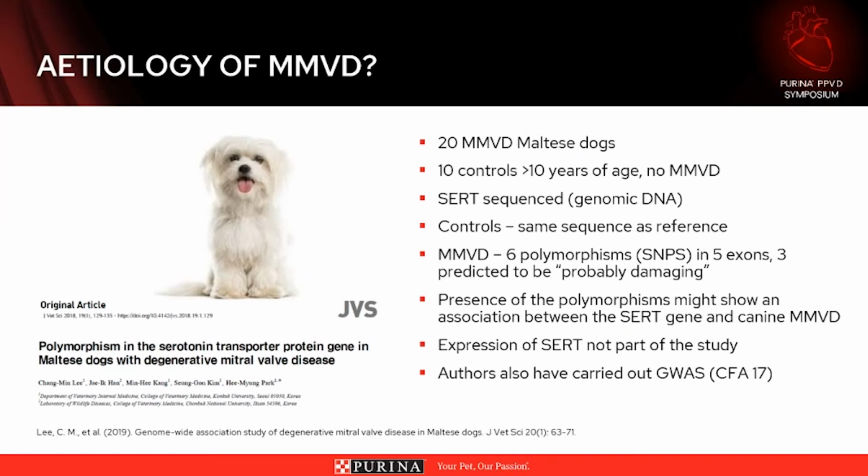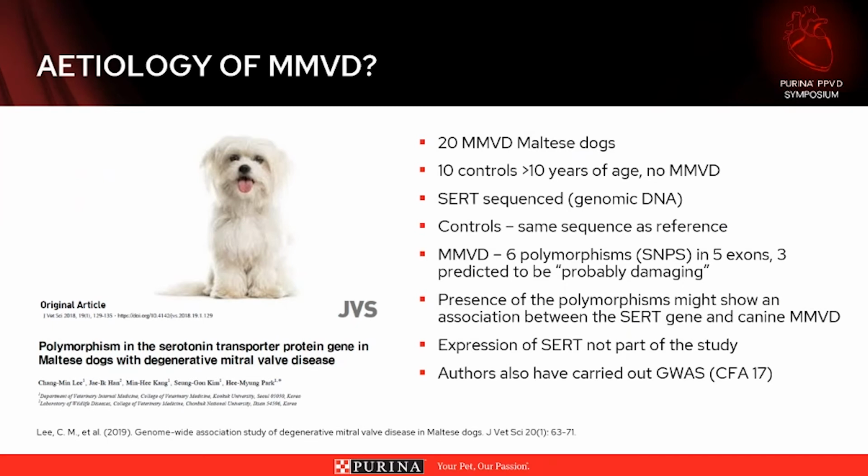So this group from Korea have actually identified, they looked at SERT, the serotonin transporter protein, and they showed that when they looked at Maltese dogs, and they compared 20 Maltese dogs with mitral valve disease and 10 controls that were over 10 years old, but they didn't have mitral valve disease. This is a sort of candidate gene approach, and they sequenced the SERT, and the controls were the same as the sort of canine Canis familiaris reference sequence.